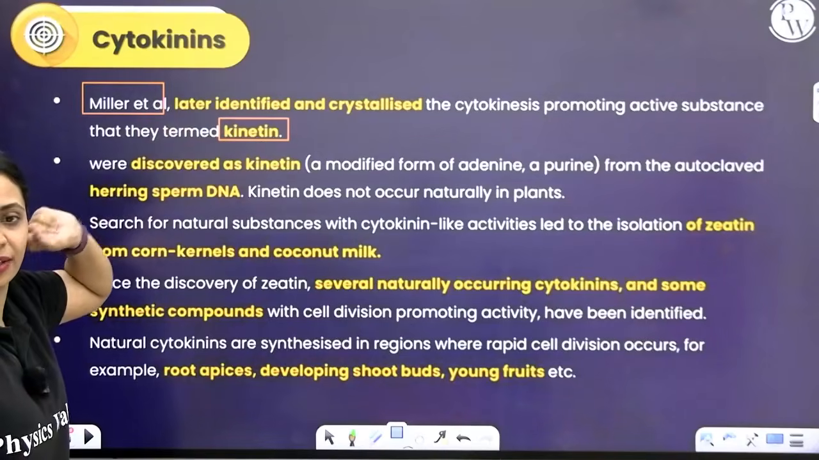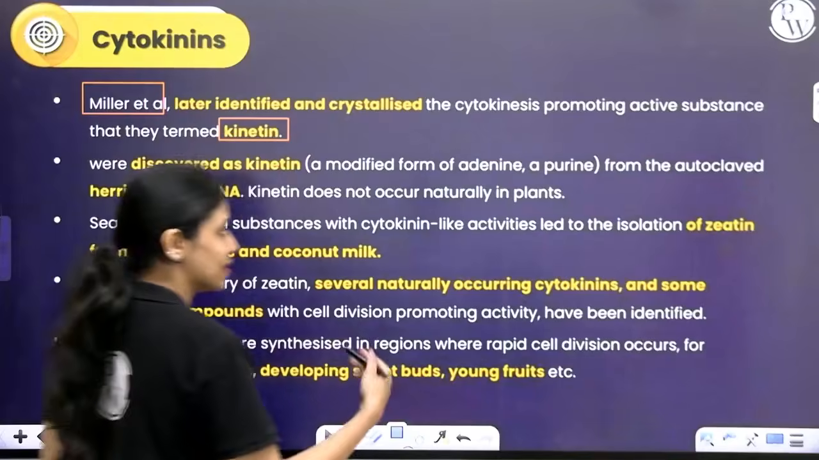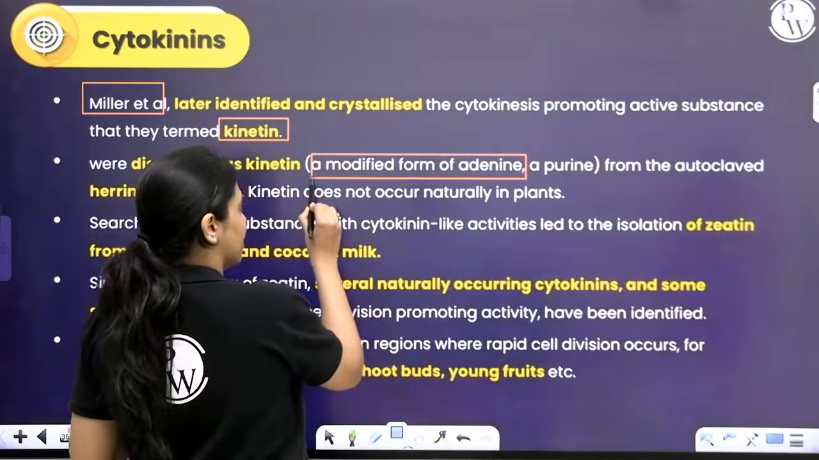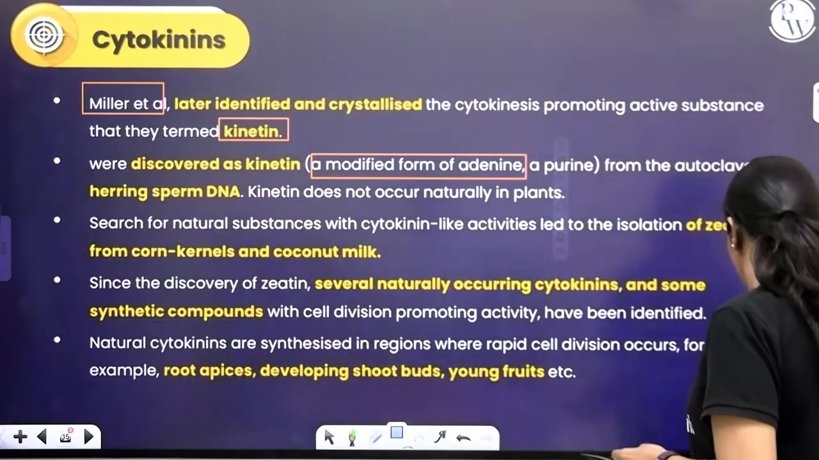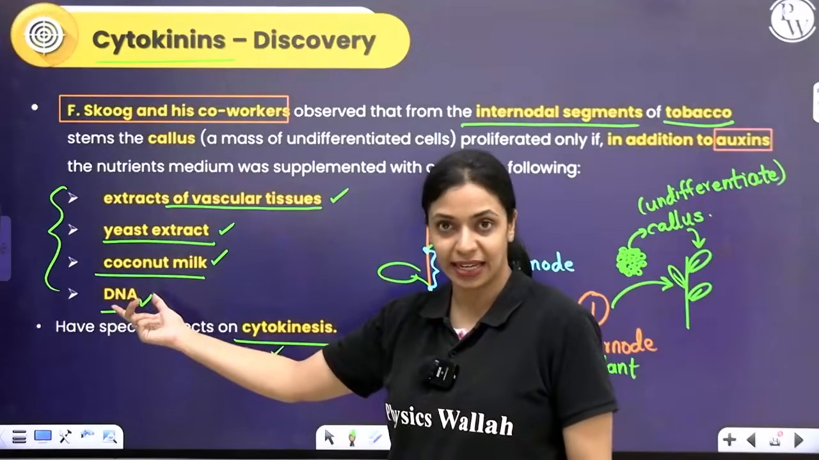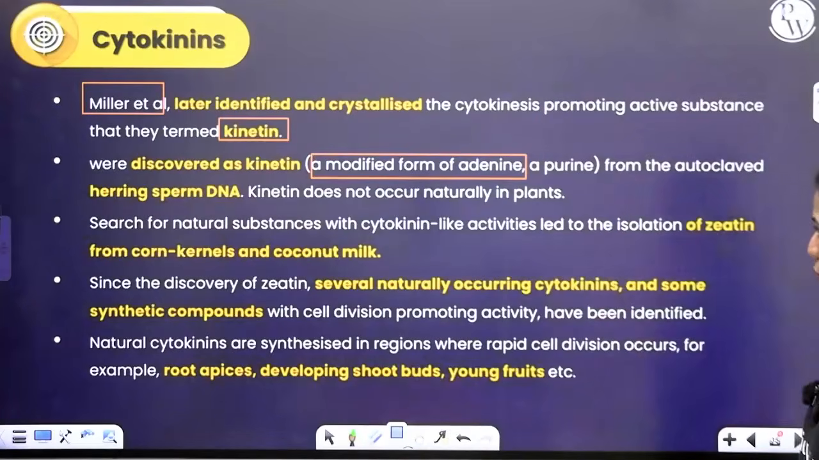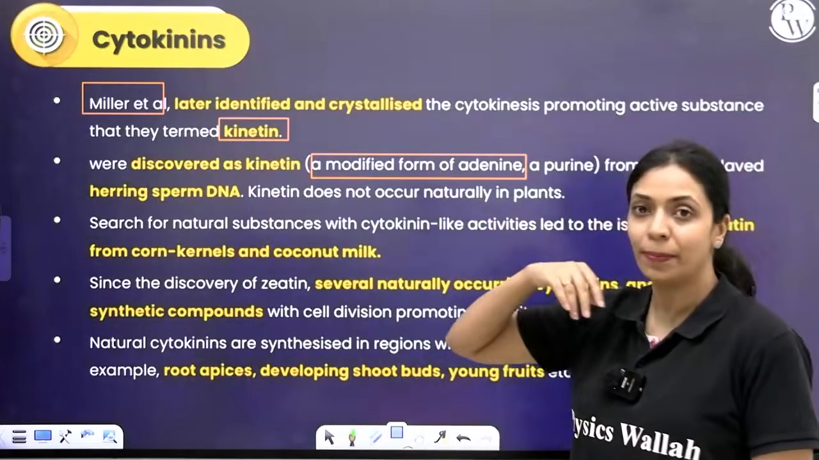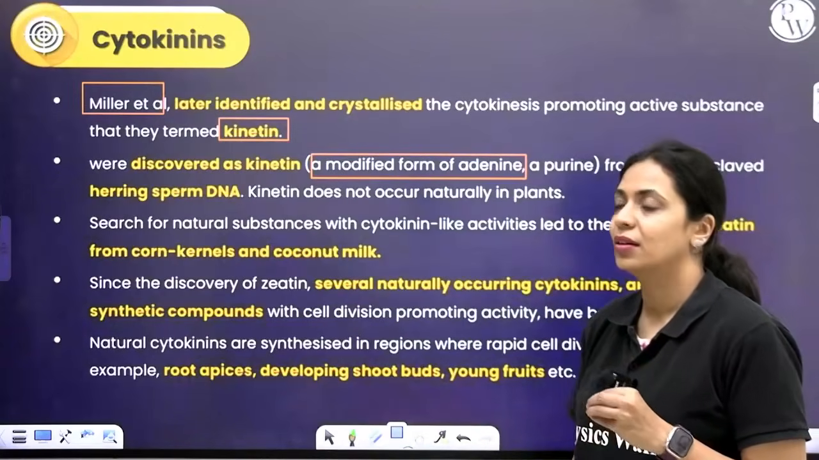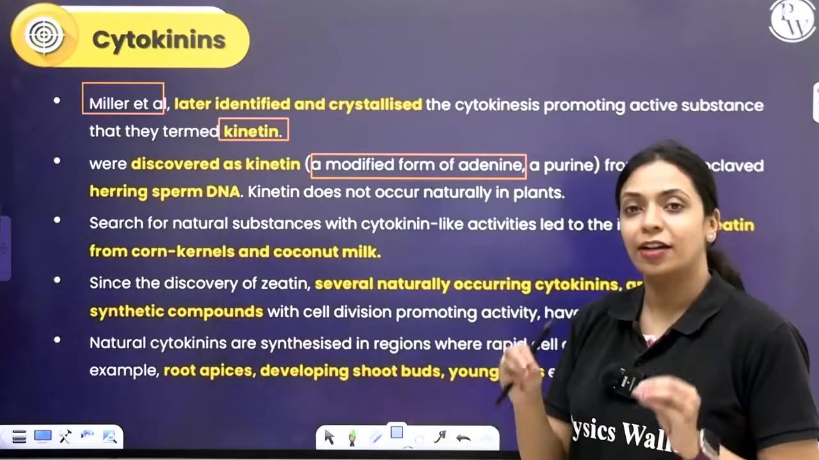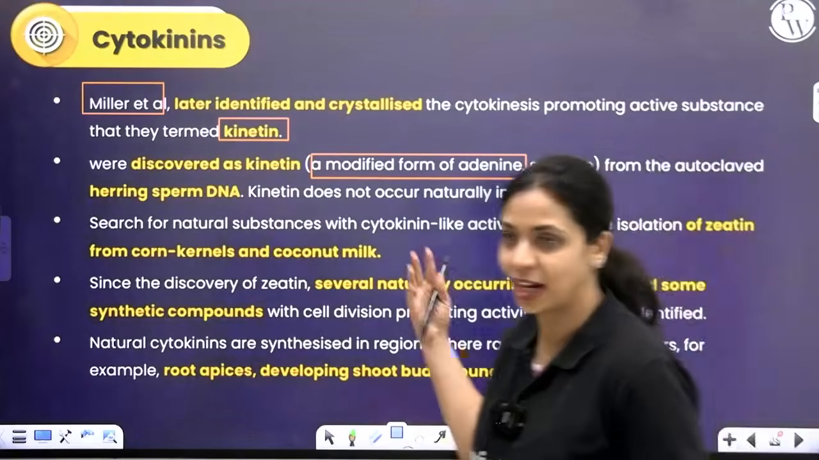So what was kinetin actually? I told you that cytokinins are derived from adenine. Kinetin was basically a modified form of adenine. Okay, that's why, remember, I told you that DNA also could be used. What does DNA have? DNA will have adenine, right? So yeah, that used to be used, and they discovered it from herring sperm DNA. Herring is a type of fish. In that fish's sperm, whatever DNA is there, from that they identified and isolated the substance.